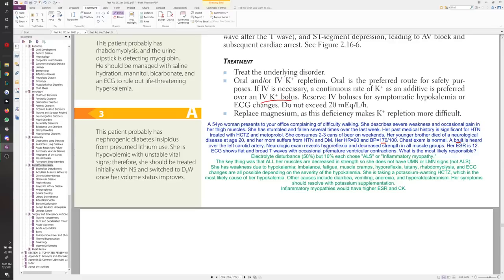Neurologic exam reveals hyporeflexia and decreased strength in all muscle groups. Her ESR is 12. ECG shows flat and broad T waves. Right, so flat T waves are a sign of hypokalemia, right? Whereas very tall T waves are hyperkalemia. Occasional premature ventricular contractions as well. Right, so she's got some PVCs happening. What's the most likely responsible?